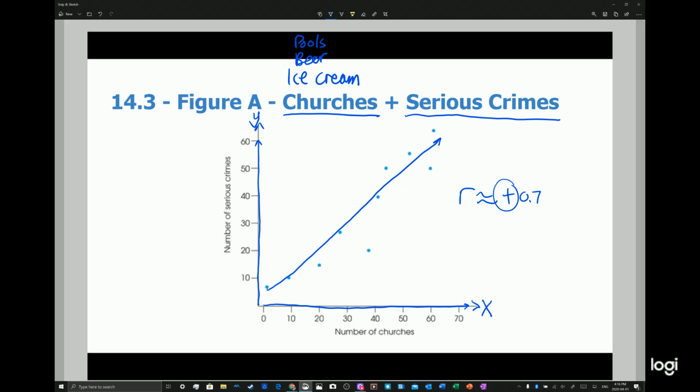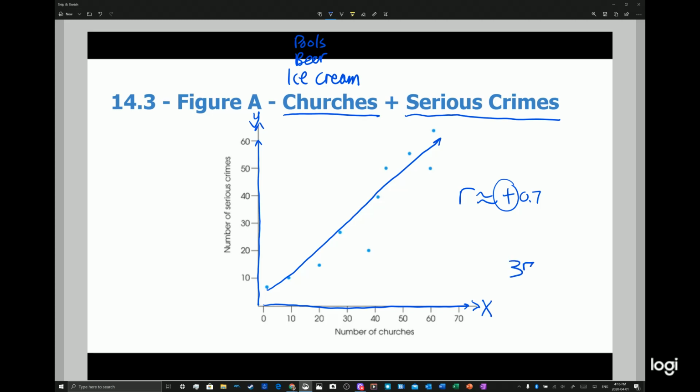Now, does that mean as the number of churches goes up, ice cream, beer, pools, whatever, that just because ice cream goes up or churches go up and serious crime goes up, that building churches or selling ice cream or beer or building pools is going to create crime or cause serious crimes? Not necessarily. Remember, correlation just looks at how two variables relate to each other and how they change in relation to each other. There are third factors, for example.